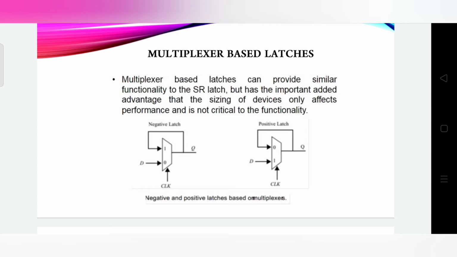When the clock is low, the input 0 of the multiplexer is selected and the D input is passed to the output. Then the latch is in transparent mode. When the clock signal is high, the input 1 of the multiplexer, which connects to the output of the latch, is selected. The feedback holds the output stable while the clock signal is high. Similarly, in the positive latch, D is selected when the clock is high and the output is held when the clock is low.